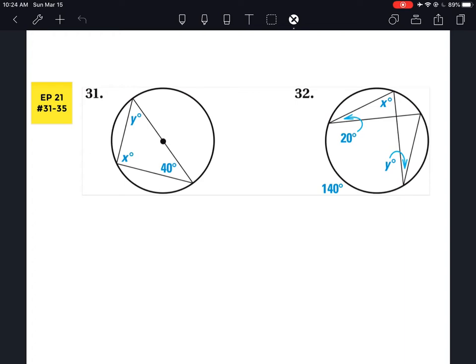So today we're going to continue using inscribed angles and polygons. Our first step is to determine what kind of angle x is. Angle x is not a central angle. It is an inscribed angle.